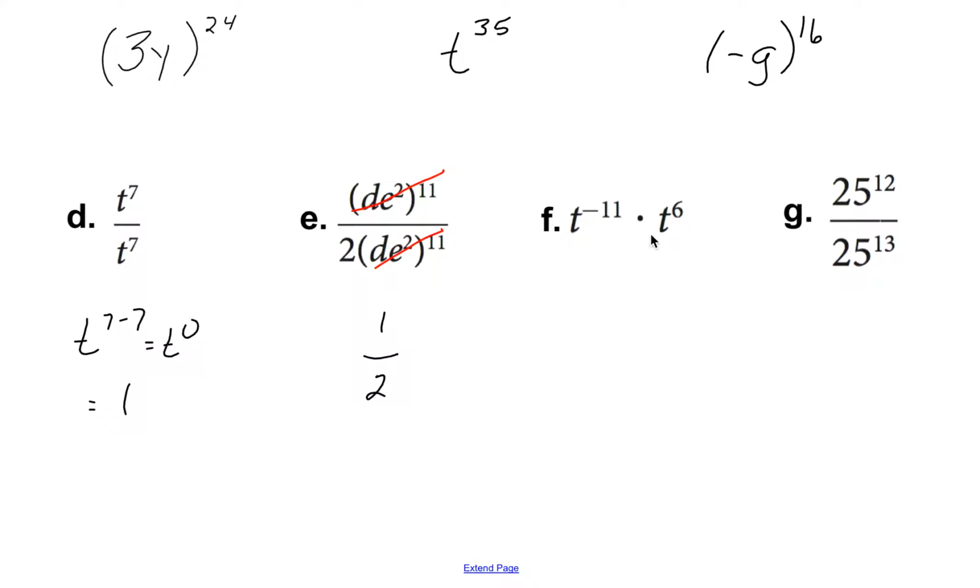Letter F, again, we're going to add the exponent. So we have t to the minus 5 power. Well, now our negative exponent rule says anything to the negative exponent is equal to the reciprocal of that thing to the positive exponent. So we have 1 over t to the 5th. And letter G, we're going to subtract those exponents, so we get 25 to the negative 1. But then our negative exponent rule says that's really the reciprocal of 25, which is 1 over 25.